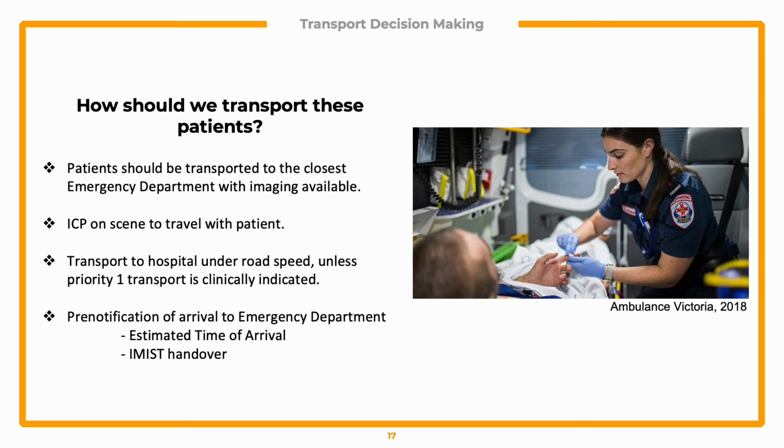Whilst urgent transport is required, it is vital that the patient is transported safely. This patient may be transported under road speed unless there is an indication to transport under priority 1 conditions. If the patient remains stable whilst intubated, a road speed transport is appropriate and safe, so there is no delay in offloading this patient and then receiving timely care. Always remember to pre-alert the hospital of your impending arrival with an IMIST handover and estimated time of arrival.